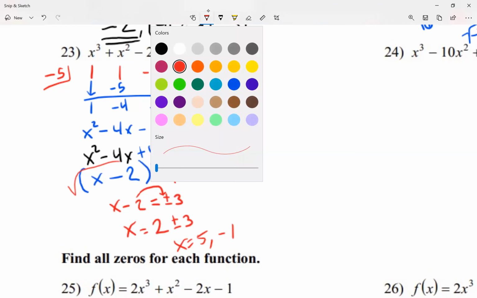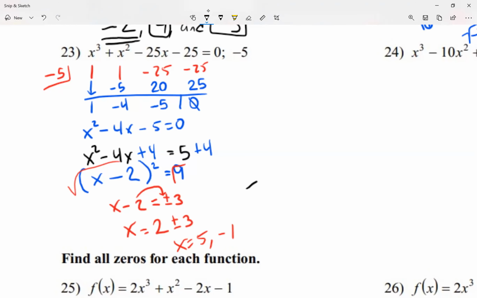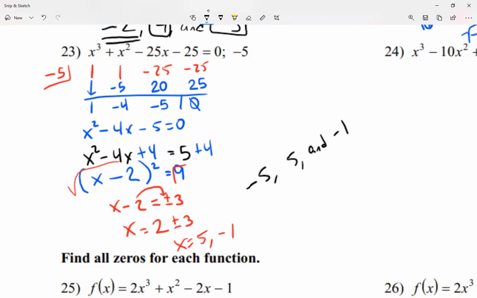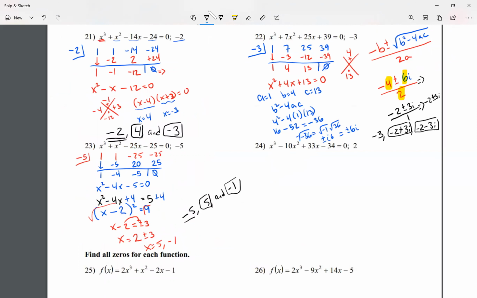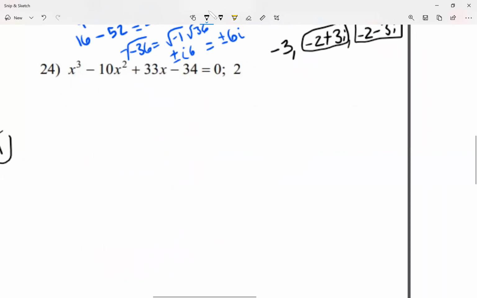All right, so that means my roots are going to be -5, which is the one that was given, +5, and -1. Again, -5 was given, and I had to find 5 and -1. Okay, so remember, 21, we solved it by factoring. We could have done this by factoring as well. Number 22, we did it by quadratic formula. And number 23, I solved it by completing the square. Which one of the three methods you use, it doesn't matter. All right, let's take a look at number 24.